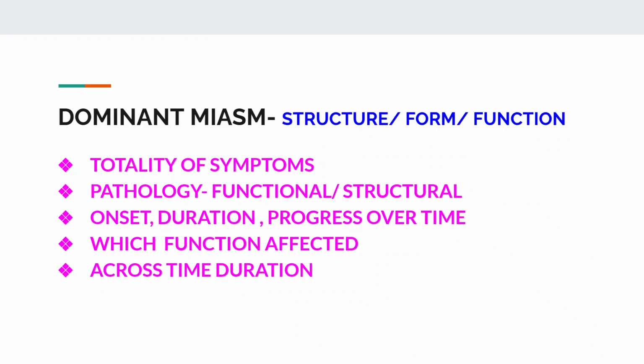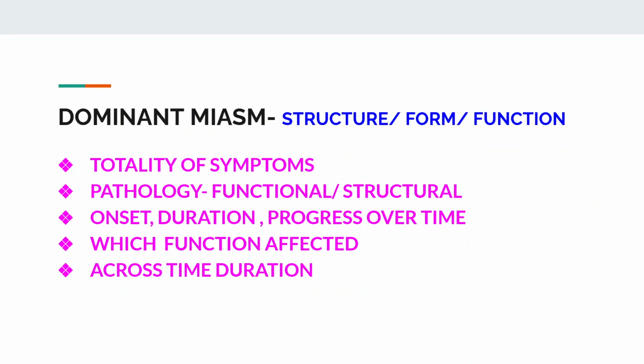In understanding miasm, we have two types: the dominant miasm and the fundamental miasm. Dominant miasm is the patient's current clinical stage, which is available to us as physicians. So what is the underlying miasm? That is called the dominant miasm. It is the current stage of the totality of the symptoms with respect to the pathology. So that is the dominant miasm.